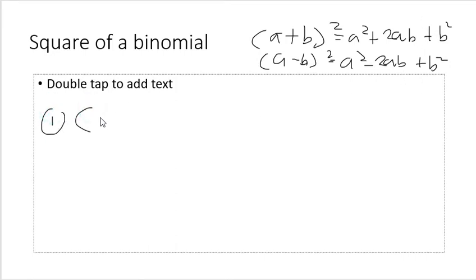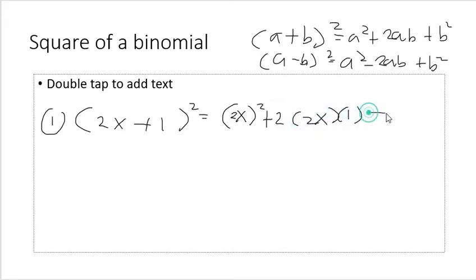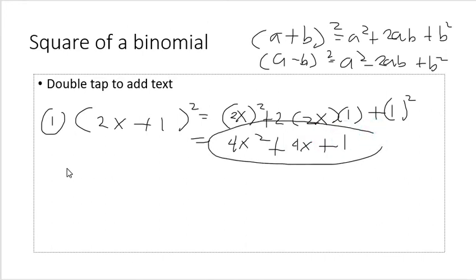Okay, let's have some examples. If we have 2x plus 1 squared, what you do is square the first term, then twice the product of your first and your second, and then square the last term. So 2x squared is 2x times 2x, you will get 4x squared. 2 times 2x is 4x times 1 is 4x. And then 1. This is your answer.